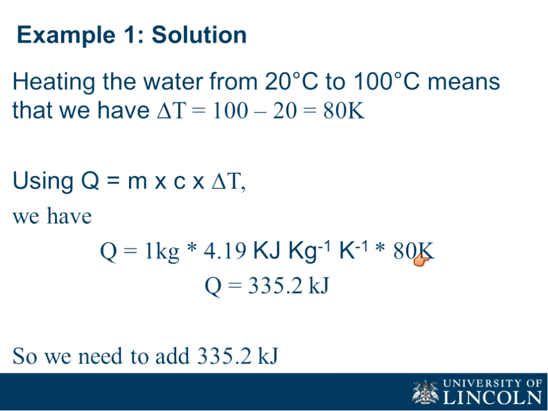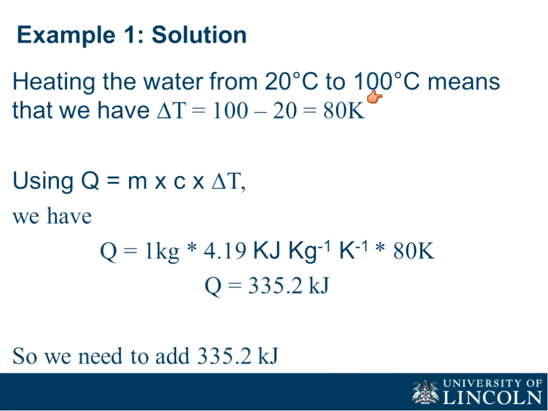All you need here is to use a calculator. So we need to add 335.2 kilojoule of heat energy to raise the temperature of water from 20 to 100 degrees Celsius. That's how you do that. This is the simplest version of heat energy calculation.